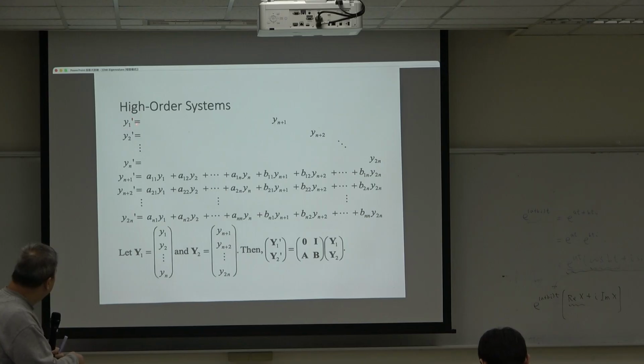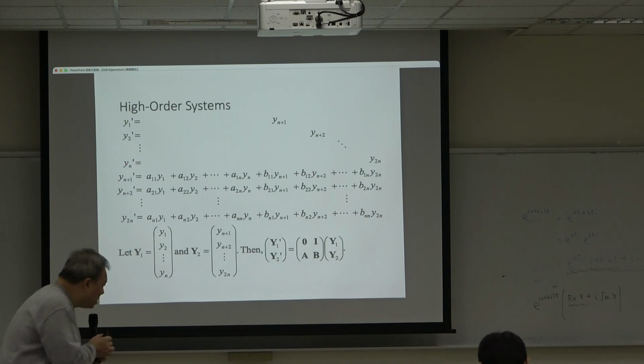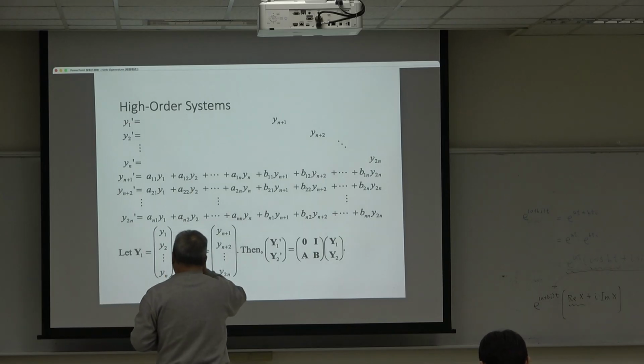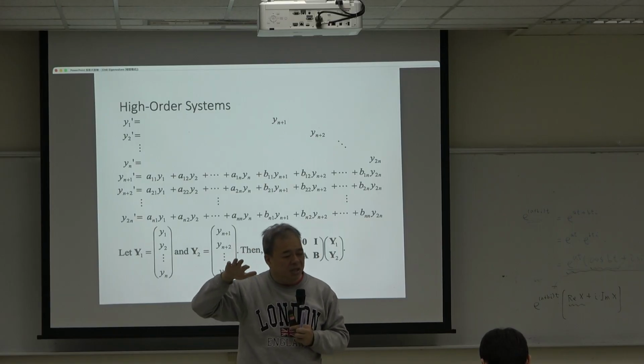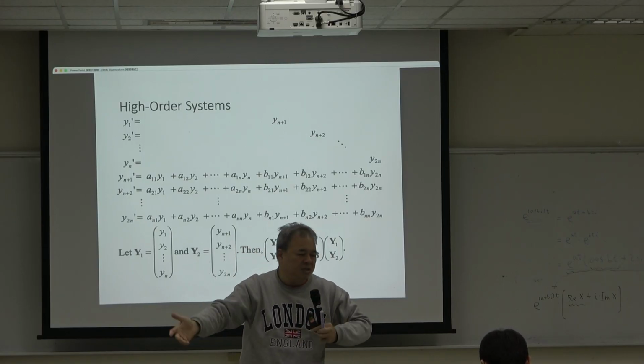So, y_{n+1}, what is y_{n+1}? Let's represent y1 prime as y_{n+1}, y2 prime as y_{n+2}, and so on, yn prime as y_{2n}. So we introduce n additional equations here. Those equations obviously look easy, right?